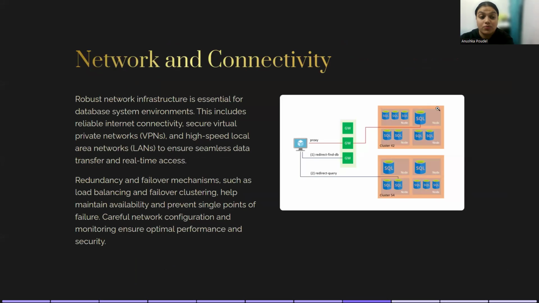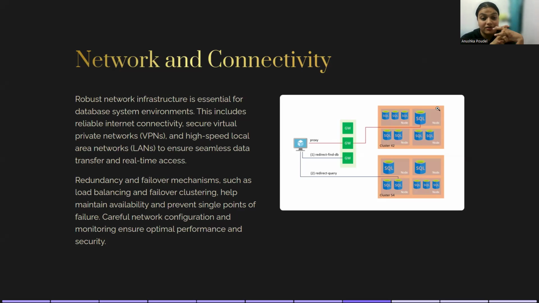Network and connectivity. Robust network infrastructure is essential for database system environments. This includes reliable internet connectivity, secure virtual private networks, VPNs, and high-speed local area networks, that is LANs, to ensure seamless data transfer and real-time access. Again, network and connectivity is a main issue that a lot of databases face. That's because data can be stored, but to retrieve and share it is one of the major tasks faced in IT, that is to load the data from one end and transfer the data from A to B. So network and connectivity is an important aspect.